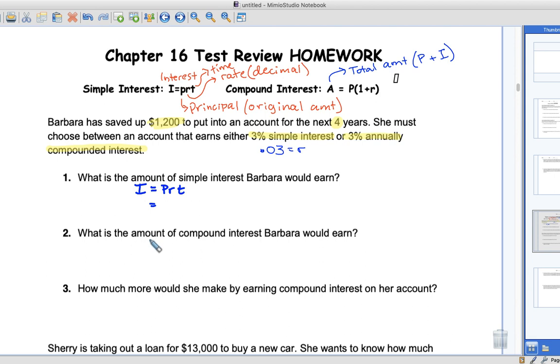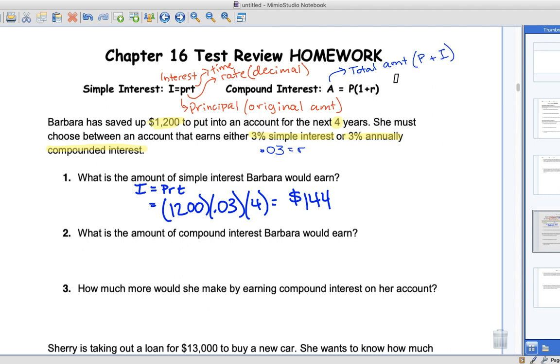All right, Katie, what is my principal that I'm putting into my formula here? 1,200. Logan, I'm multiplying that by what rate? 0.03. And Riley Blake, my time? 4. Very good. Paris, do you have a question? Okay. Enter all that into your calculator and you get $144.